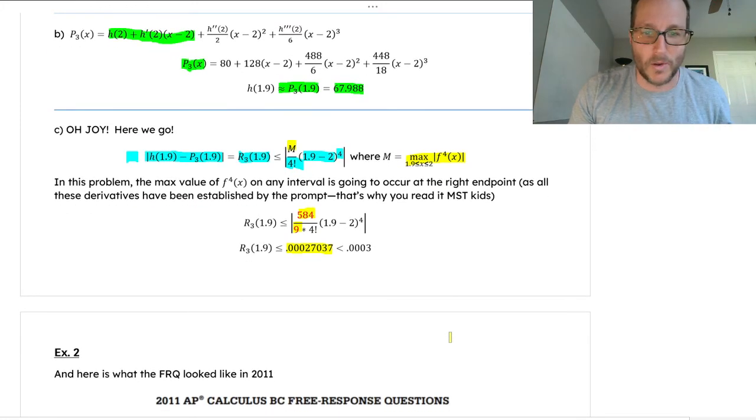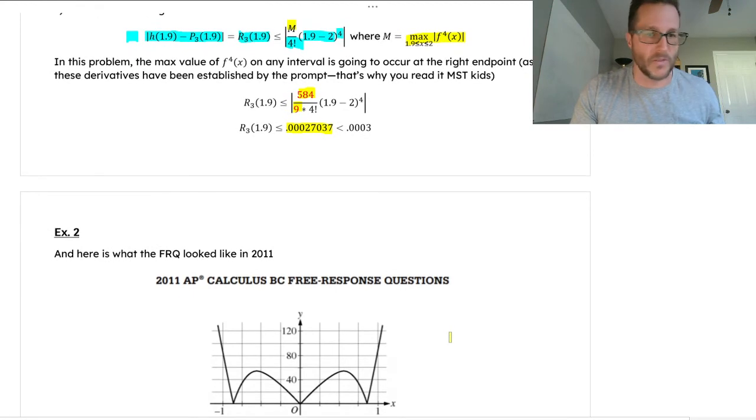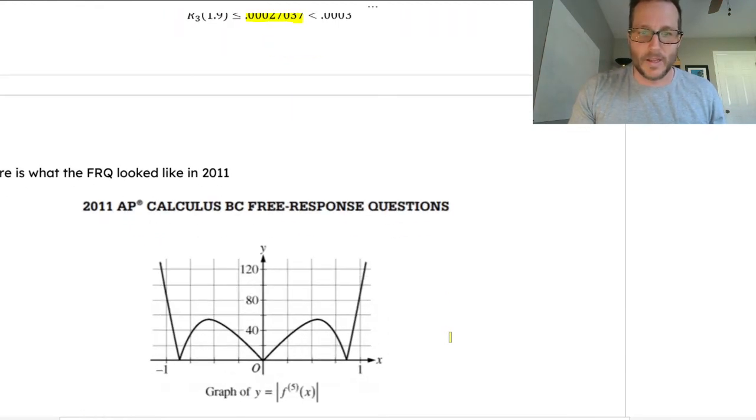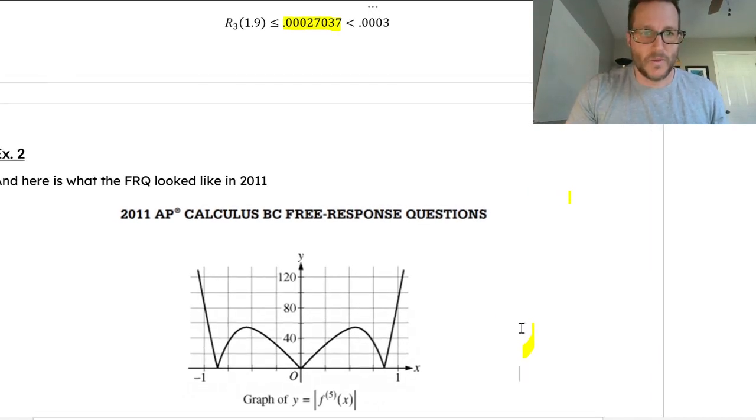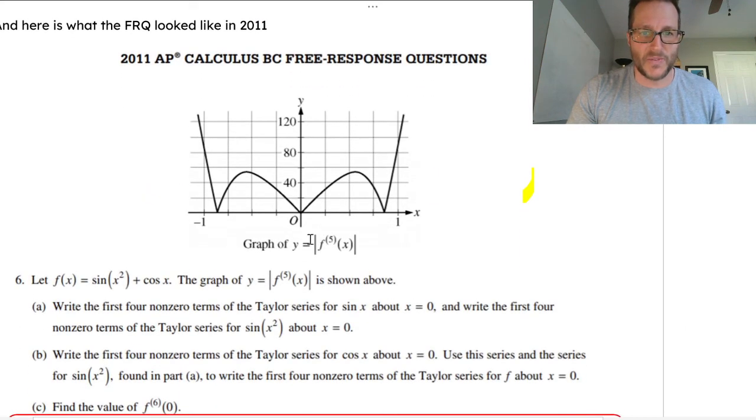All right, one more example. I know your brain is fried right now. So in 2011, there was another Lagrange error question, but this time the information was given as a graph. We kind of zoomed in here, but hey, we'll deal with it. We've got a picture of the fifth derivative function's absolute value. What the heck, AP? What are you giving me that for? Well, eventually we're going to get to Lagrange error.